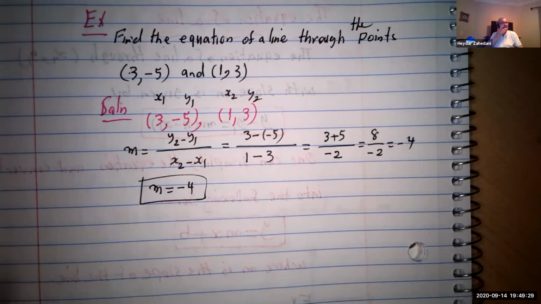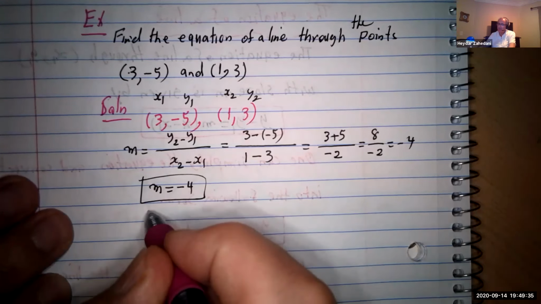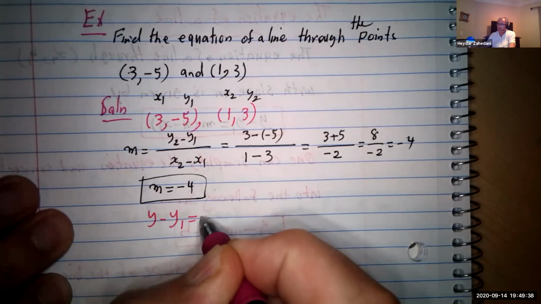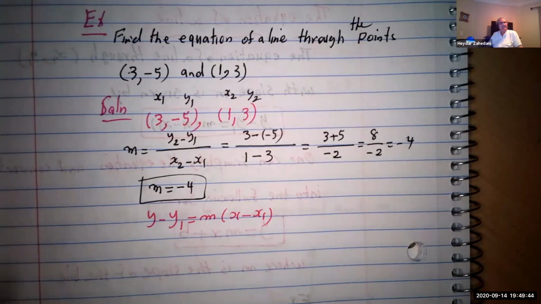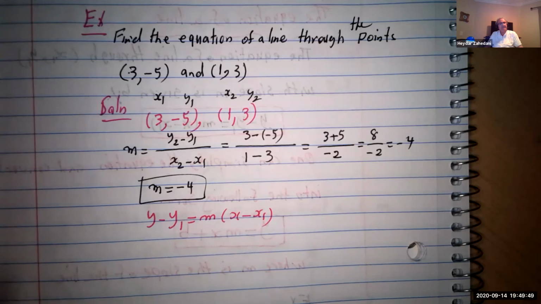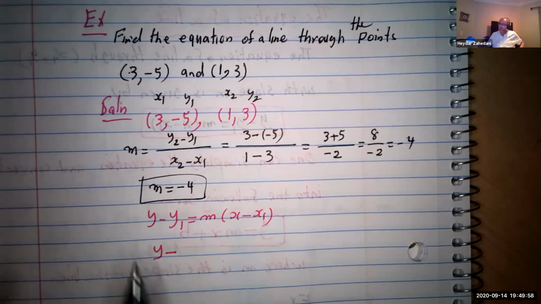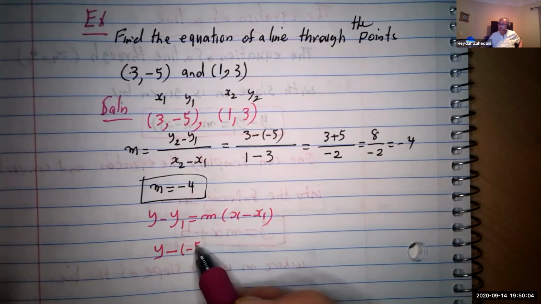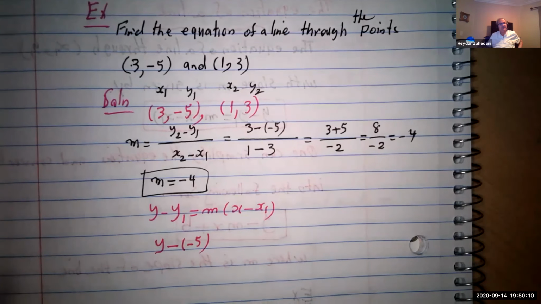Negative 4. Go back, substitute. So what's the equation of the line? This is the formula: y minus y1 equals m times x minus x1. Substitute. x1 is 3, y1 is negative 5. m is negative 4. So substitute y minus y1. What's the y1? It's negative 5. Again, you have to use parentheses, negative 5. You don't miss these parentheses because that makes it into the positive later.